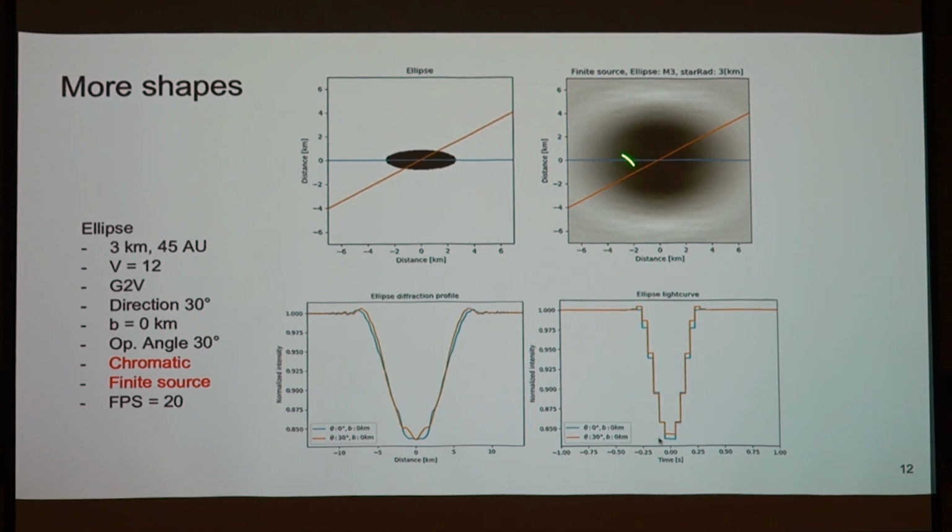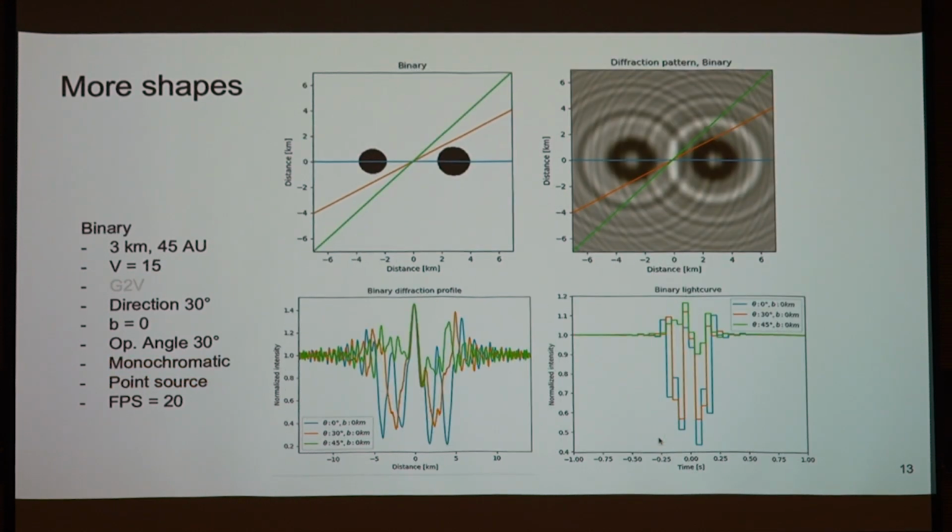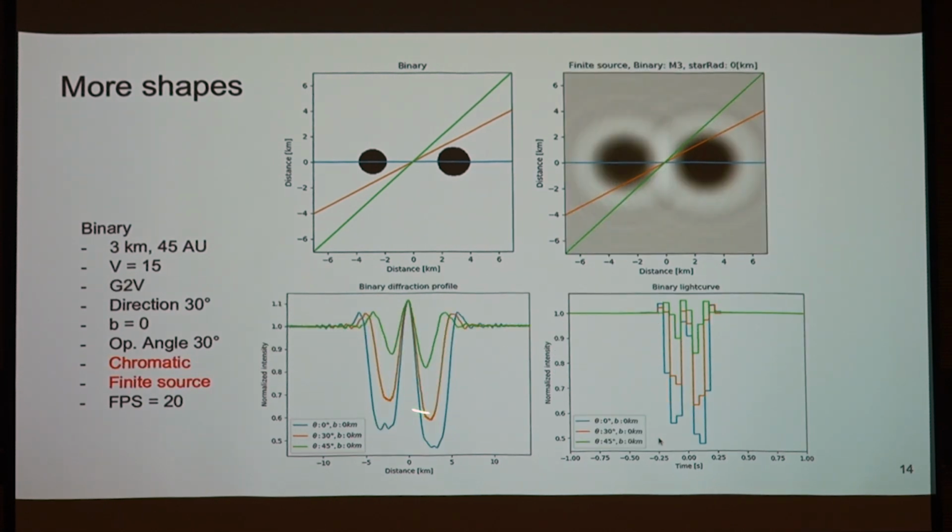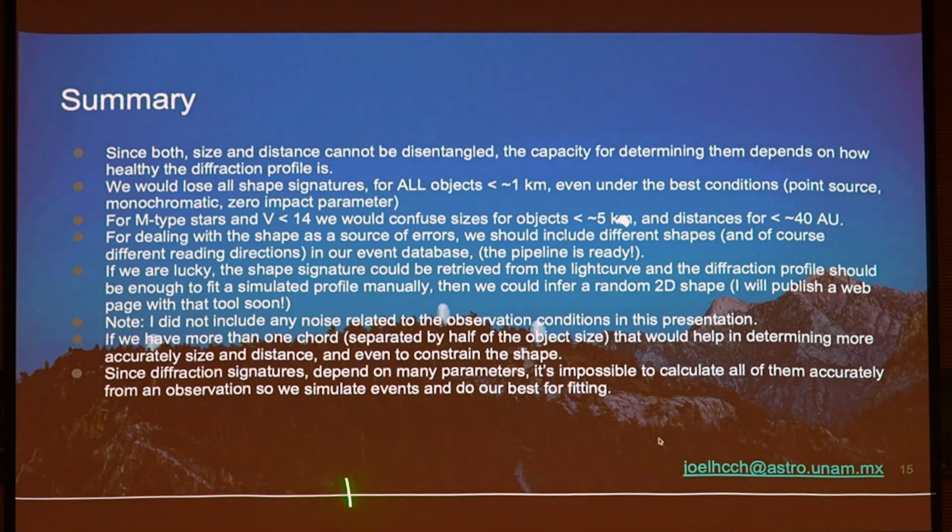we will lose all the information of the diffraction. Okay, so this is another shape of binary, separated. This is for a point source and monochromatic event. And when we add the bandpass and the finite source, we will get these profiles and these light curves. So, more or less we can conclude this. And I will take questions if it's time.